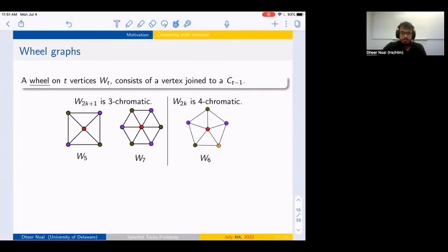All right. Next, we'll look at some odd wheels or wheel graphs. A wheel is a graph on t vertices, which is formed by joining a cycle on one less vertex to a new vertex. So you take a cycle on t minus 1 vertices and join each of the vertices in it to a new vertex. We call a wheel odd if the total number of vertices is odd, and even if the total number of vertices is even. Even wheels are 4-chromatic and odd wheels are 3-chromatic. I'll talk about later why this is important.